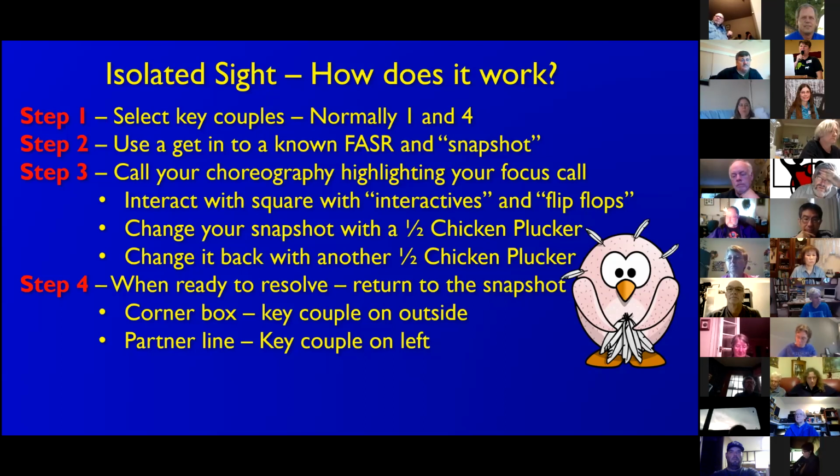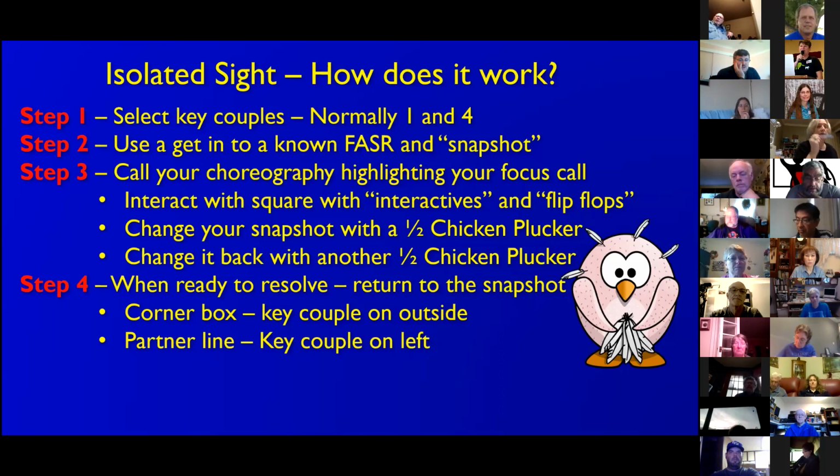Use a get in or a start sequence to set up a formation that you want to use to keep 4 dancers together. For example, the easiest one is head square through. That puts you in a corner box, and you take a snapshot of that image. The snapshot is basically you're fixing that picture in your mind. I keep those 4 dancers together. I've got the sides paired up on the outside. As soon as I get the sides paired up on the outside, I know that that square is resolved.